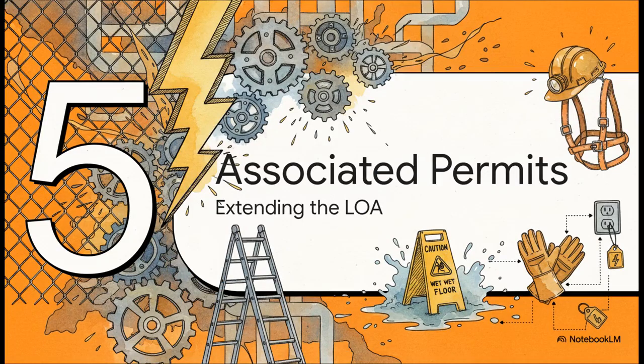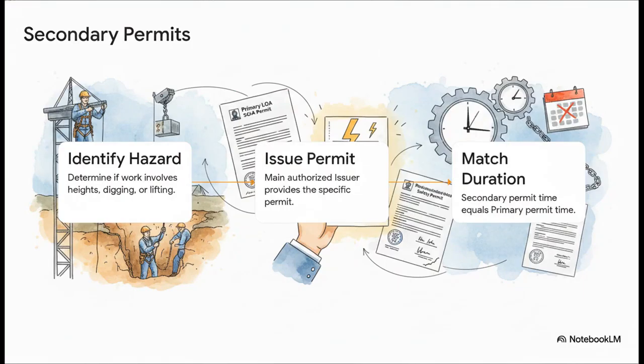Section 5. Associated secondary permits. Extending the LOA. Let's see how this builds into a really comprehensive safety plan. When a new hazard pops up during a job, there's a strict three-step dance you have to do. First, identify the specific hazard. Are you working at heights, digging a trench, lifting heavy loads? Second, the main authorized issuer has to provide the required secondary permit. And third, and this is super vital for compliance, you have to match the duration. The time limit of the secondary permit is entirely bound to the primary permit. If your LOA expires or gets canceled, boom, your secondary permits are instantly voided too. They share the exact same lifespan.